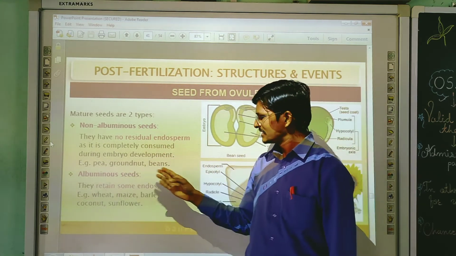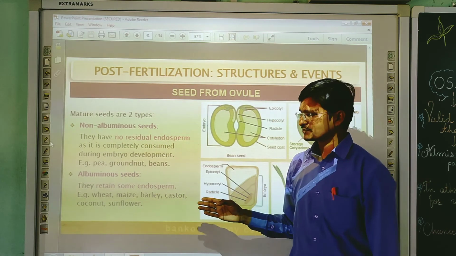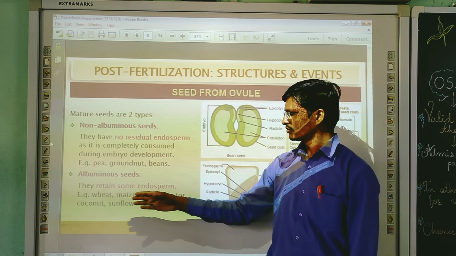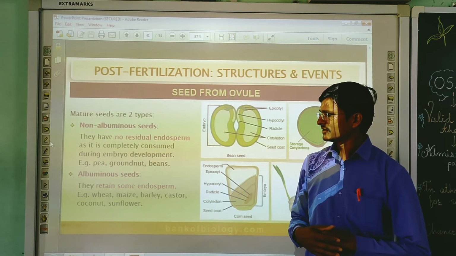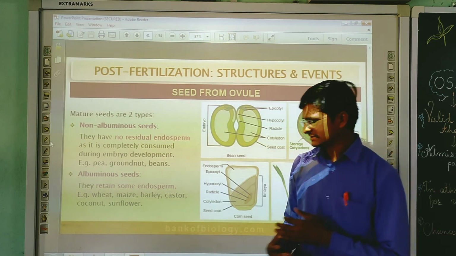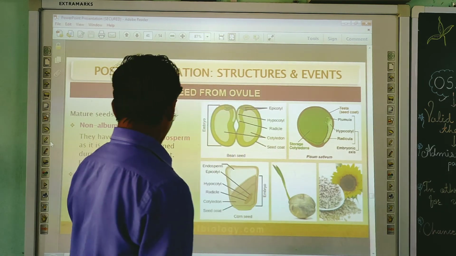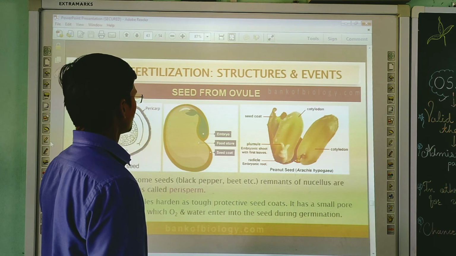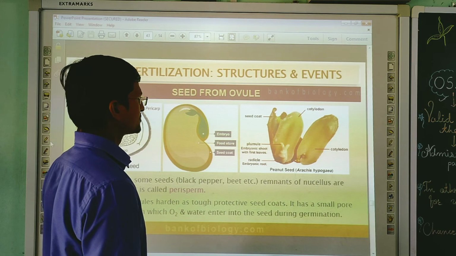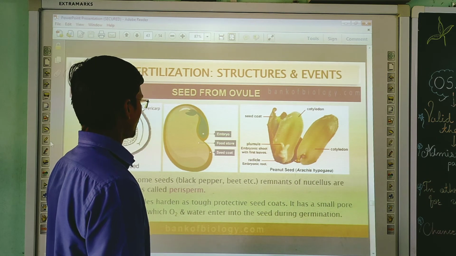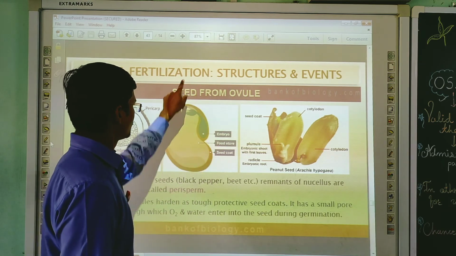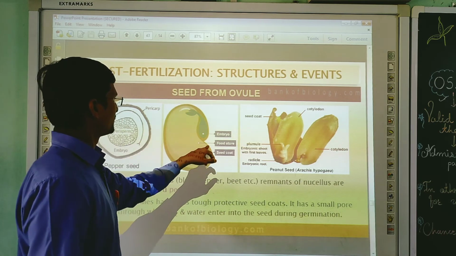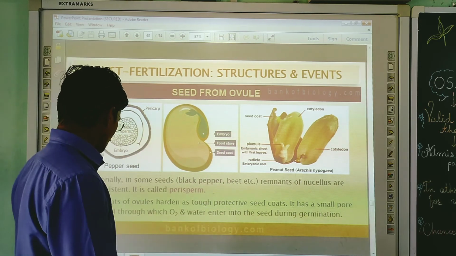And albuminous seeds retain some endosperm. For example, wheat, maize, barley, custard apple, coconut and sunflower. So these are albuminous seeds and non-albuminous seeds. Generally we know the embryo, from which the germination process will start, the seed coat, which is protecting it, and the food store there for nutrition.